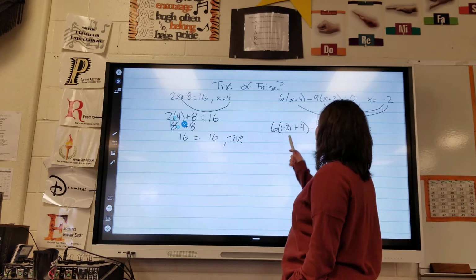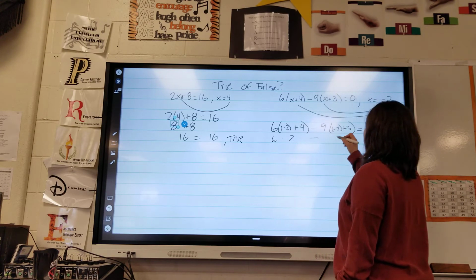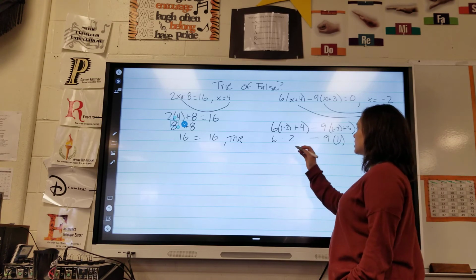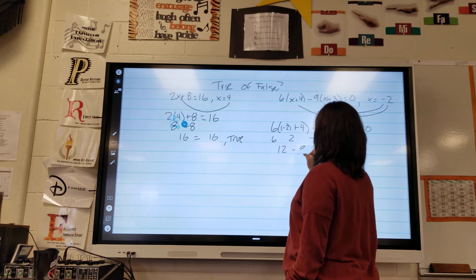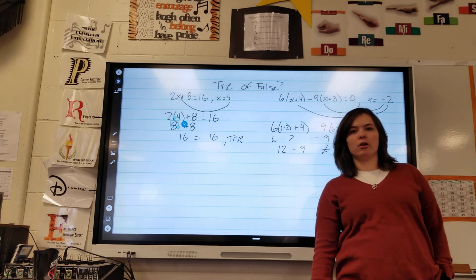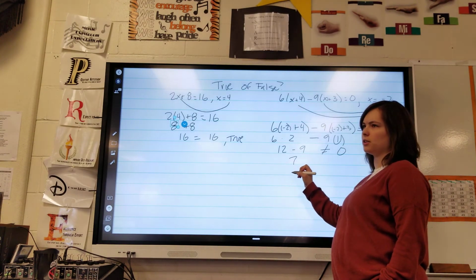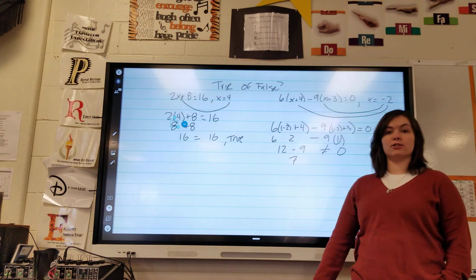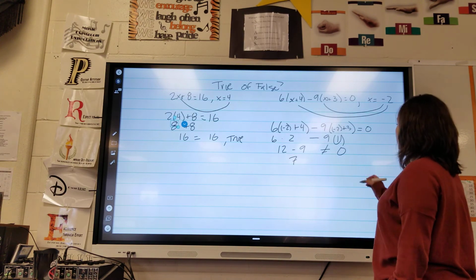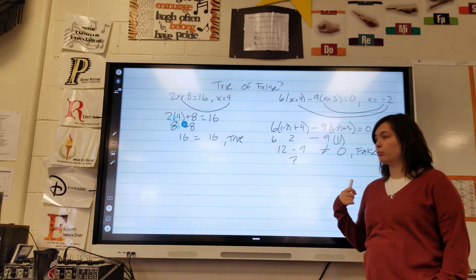Make life a little easier. -2 plus 4 is 2. So now you just have 6 times 2 minus 9 times (-2 plus 3), and -2 plus 3 is 1. So we can just say that it's 9, right? 6 times 2 is 12 minus 9, which is equal to, well, not 0, right? It's like 7? Something like that. Anyways, whatever it is, it's definitely not 0, because 12 minus 12 is 0, not 12 minus 9. So therefore, this one is false, and -2 is not the solution for this problem.